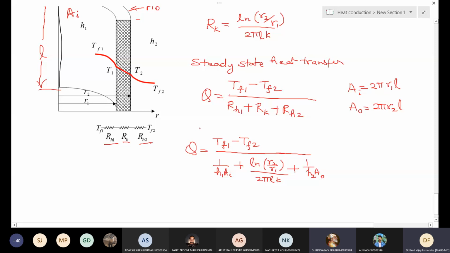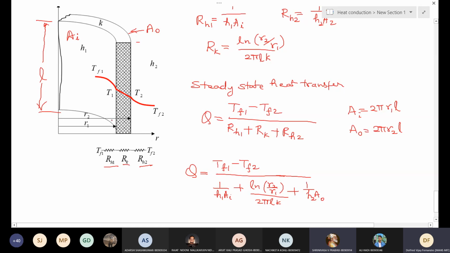So here also Q convection in is equal to Q conduction equal to Q convection out. Now my problem is I cannot take out one area because this area is different from this area. If I want to take out Ai, then I can write this as Ui Ai delta T, where delta T is simply Tf1 minus Tf2.